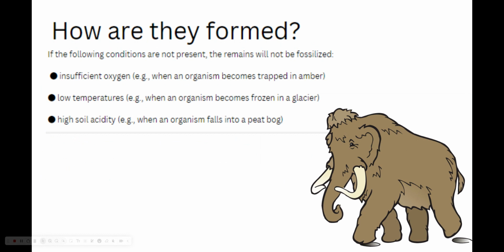Another is low temperature. For example, when an organism is frozen in glaciers, they are fossilized. And when an organism falls in a peat bog, that means there's high soil acidity, and so those are also the perfect circumstances.